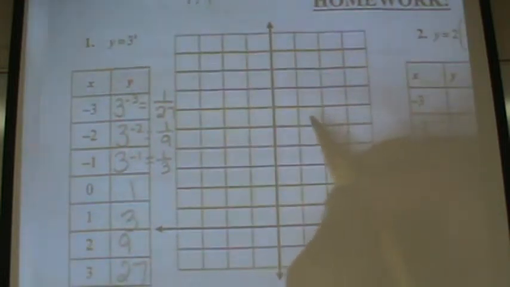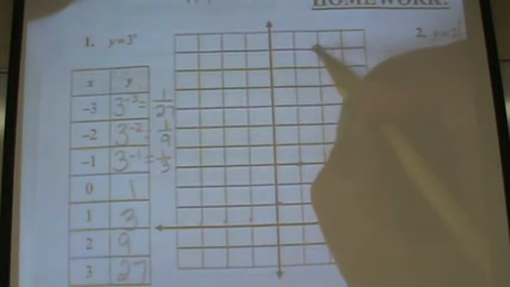So if you plotted these points, what should this look like? What's the base? 3. This should be an exponential growth. So 3 to the left and up, 1/27, which is close to 0. Then 1/9, 1/3, 1, 3, and 9 is the furthest you're going to be able to go. 1, 2, 3, 4, 5, 6, 7, 8, 9. So 27 is too big. This is a smooth curve.